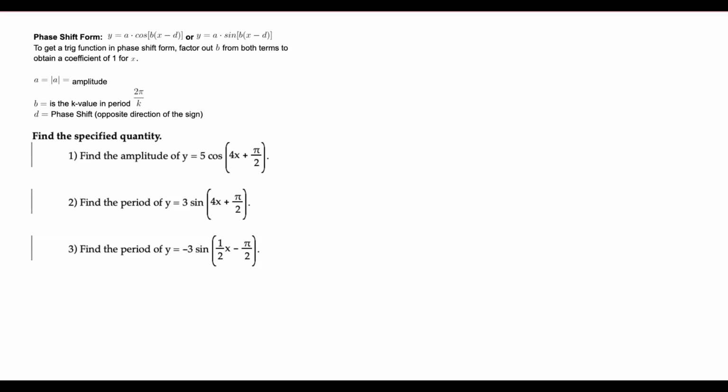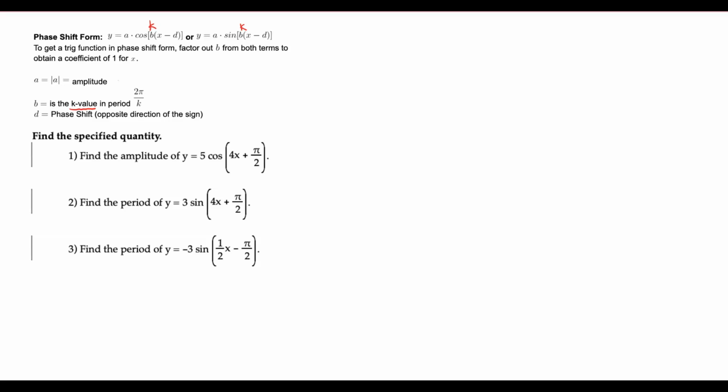In a previous video, we may have used a different value, such as k in place of b, but it's not very different. So here I state that a, of course, referring to the absolute value, is the amplitude. And b is the period modifier. In this case, I also call it k. So if I say b or k, I'm referring to the same thing. And then d, of course, is the phase shift, and it moves opposite the direction of the sign.